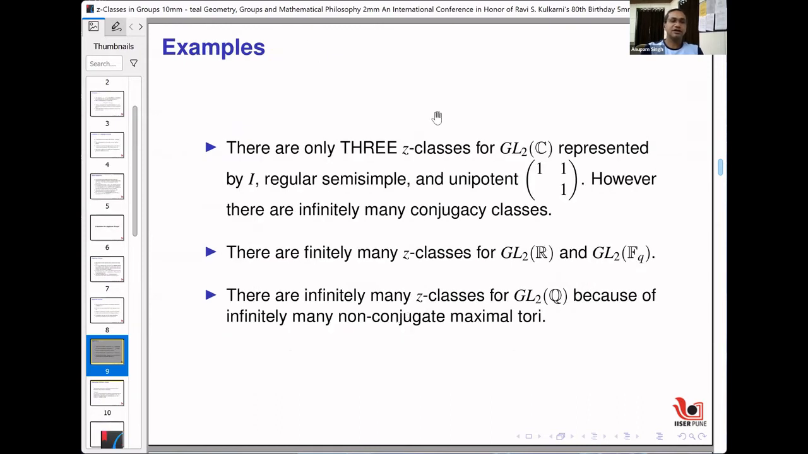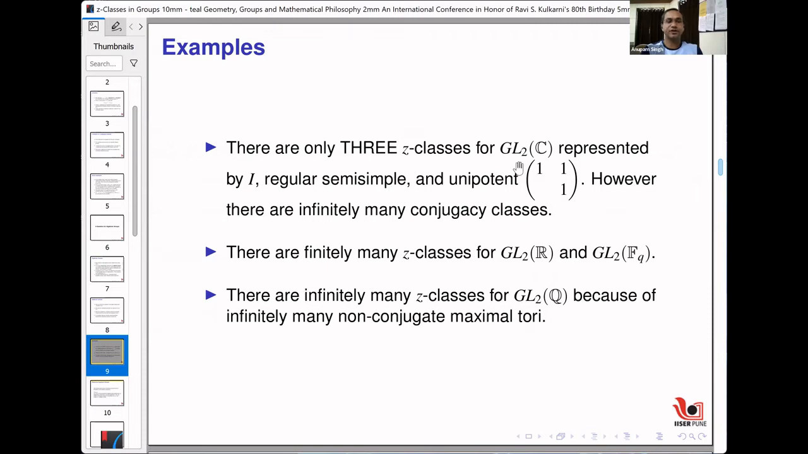All right, and here are some examples, some easy examples to keep in mind. If I look at the group GL_2 over C, the complex numbers, that means I'm looking at GL_2 over an algebraically closed field. Then if you look at G classes, there are only going to be 3 G classes. One is represented by the identity, another by a regular semisimple element, and another by unipotent elements. So there are 3 G classes here.